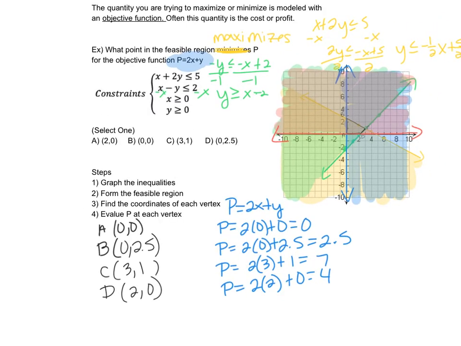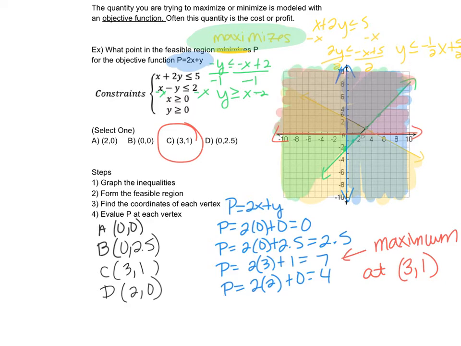So the question was asking us what point maximizes. So we're looking for what maximizes. That would be the biggest value if we're talking about maximum. So this would be the maximum for this objective function. And how you answer this is at the point, and that point was 3, 1. So this was a multiple choice problem, and that would have been choice C.